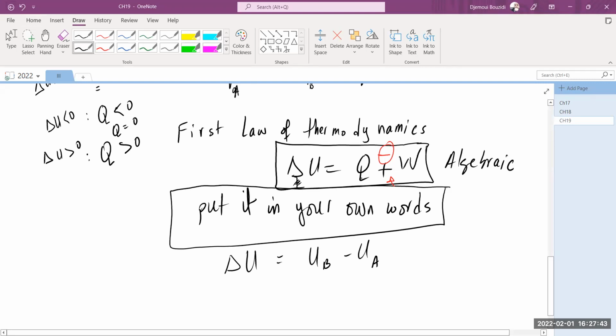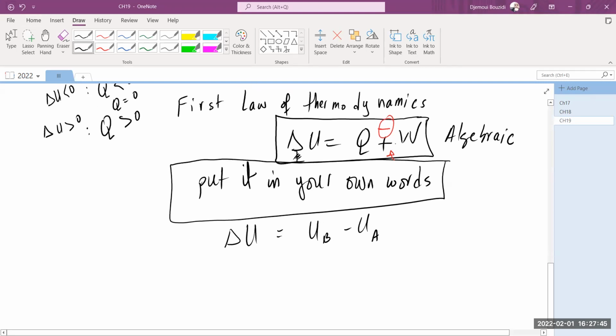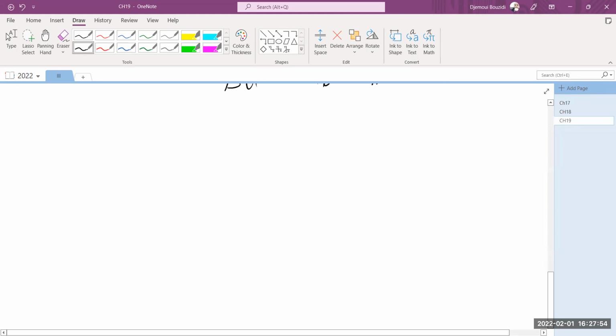Very good. So now you're going to put it in your own terms, and we're going to see exactly where the minus sign, the discrepancy between the book and this way of presenting it, is going to come out. So the first thing I'm going to deal with is W, the work. So we're going to find the work.